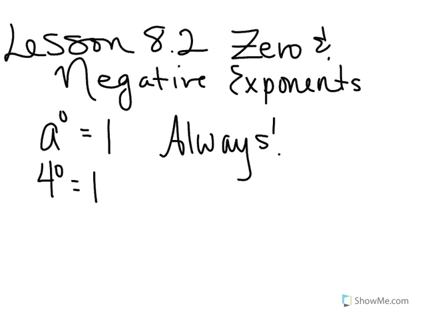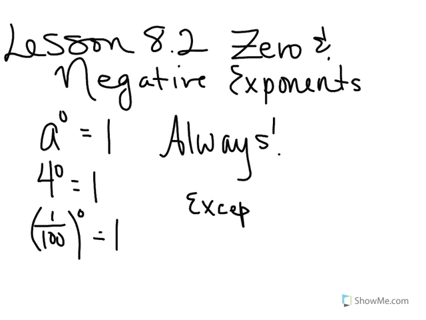Another thing that you might think is interesting is when you have 1 over 100, or any fraction for that matter, if you take it to the 0 power, it's always going to be 1. Now the exceptions to this, I know I said always, but there are exceptions sometimes. Like when you have the opposite of x. Sorry, I had to pause.